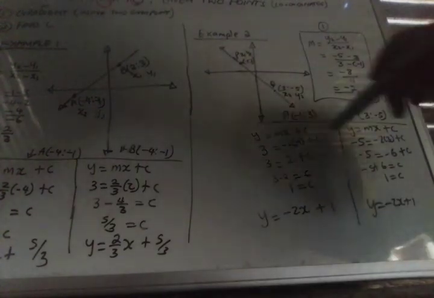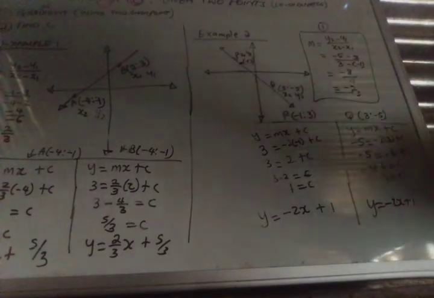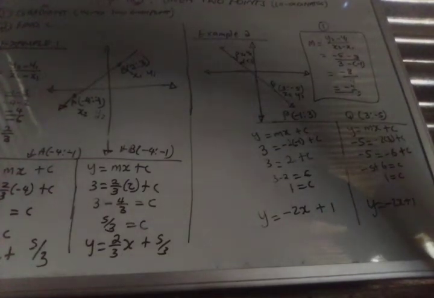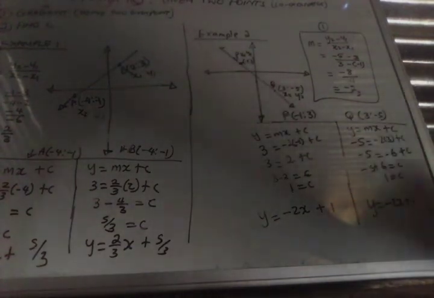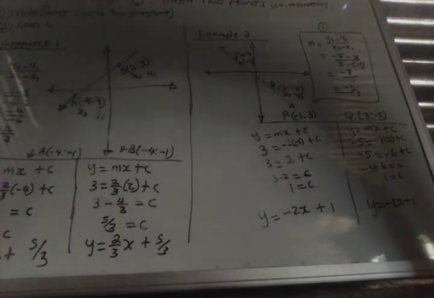After finding the gradient, you can choose either set of coordinates. You can choose P or you can choose Q, and you'll end up with the same C. I used both again to prove that it doesn't matter which one you choose. When I used P and substituted the coordinates into the standard formula together with the gradient, which I found in the previous step, I got my C to be 1. When I used Q, I still got my C to be 1. So eventually my equation will be the same regardless of which coordinate I've used.